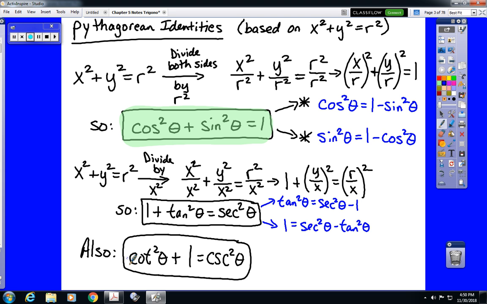Same thing for this last expression, cotangent squared plus 1 equals cosecant squared. We could do the exact same thing we did before, and we could change that into cotangent squared equals cosecant squared minus 1. Or we could change it into 1 equals cosecant squared minus cotangent squared. So keep in mind that each of these can be rearranged using basic algebra anytime we need to fit our situation.